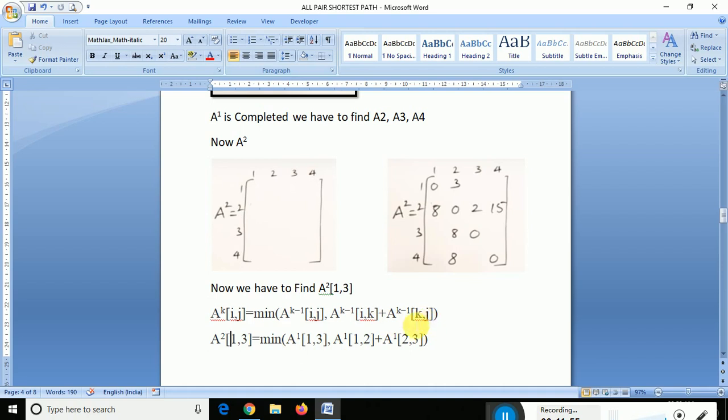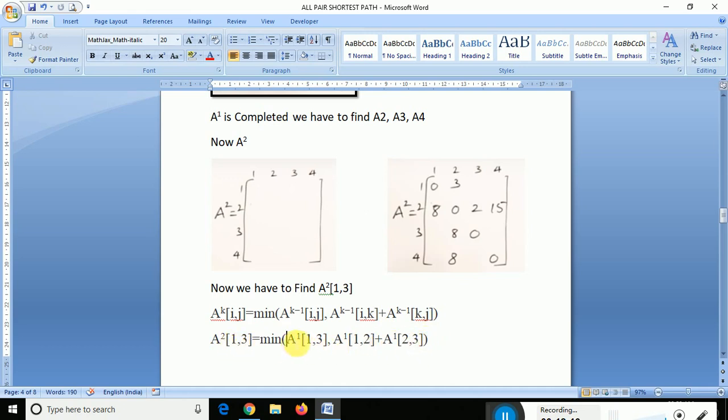Now IK, KJ is there. IK means I means what? 1. K means what? The stage, that is the second one, 2. KJ means what? K is what? 2. J is what? 3. I have kept as it is.